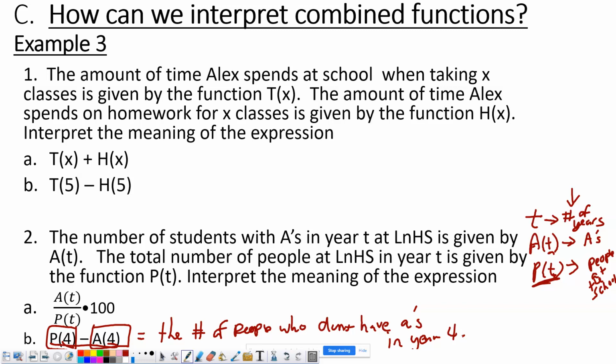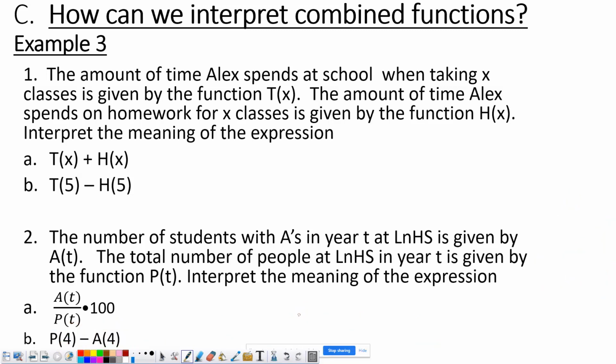Okay? So if you take the total population and you subtract from that the number of people that have A's, that'll tell you how many people don't have A's. And we're doing that for the 4th year. All right. Let's take a look at Part A then. Part A.